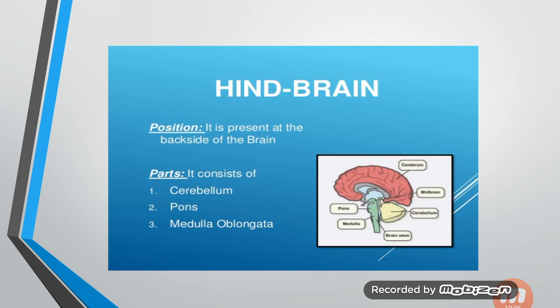Now coming up to the hindbrain, the parts of the hindbrain includes medulla oblongata, pons and cerebellum. Medulla oblongata controls several autonomic functions such as heart rate, the breathing mechanism, blood pressure and swallowing. All these are the involuntary functions.